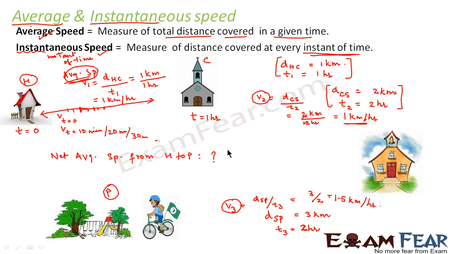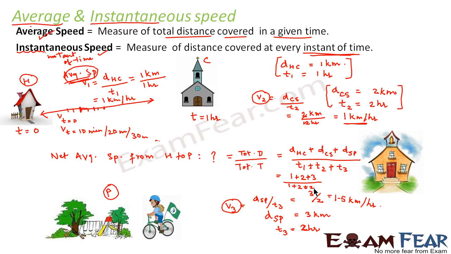So how will we calculate the total average speed? That will again be equal to the total distance traveled divided by the total time taken. So now let us see what is the total distance traveled. Total distance traveled is this distance plus this distance plus this distance. That means this will be equal to D home to church plus the distance from church to school plus the distance from school to playground, divided by the time taken for each of them, that is T1 plus T2 plus T3. So this will come out to be 1 plus 2 plus 3 divided by 1 plus 2 plus 2, which comes out to be 1.2 kilometers per hour. So this is the value of the average speed for this entire journey. Correct? Let us suppose we denote this by V.